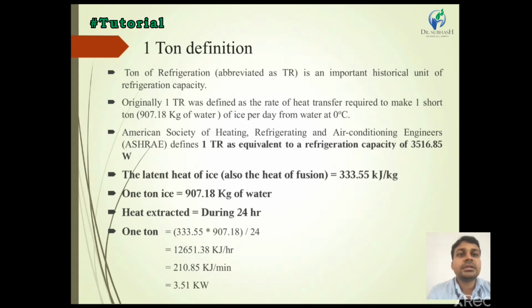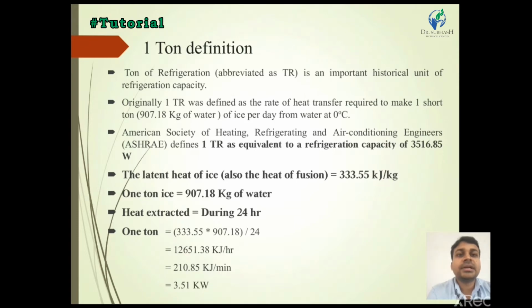1 ton of refrigeration is an important historical unit of refrigeration capacity. It means we define the refrigeration capacity in tons. This is the unit of refrigeration capacity. Originally 1 TR was defined as the rate of heat transfer required to make 1 ton of ice per day from water at 0 degrees centigrade. That means we have to define it in basic terms.